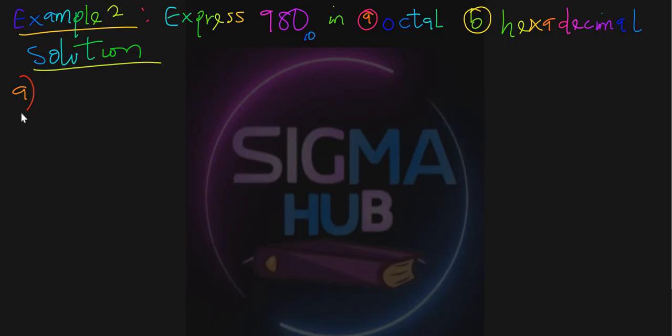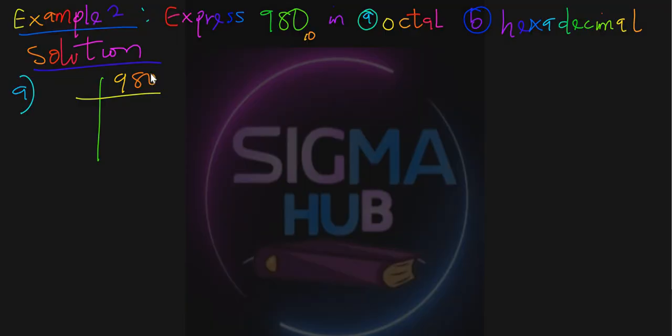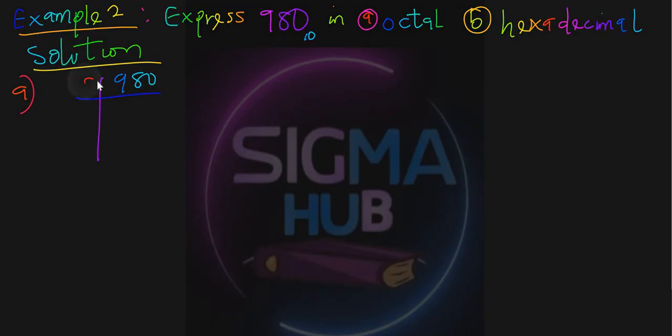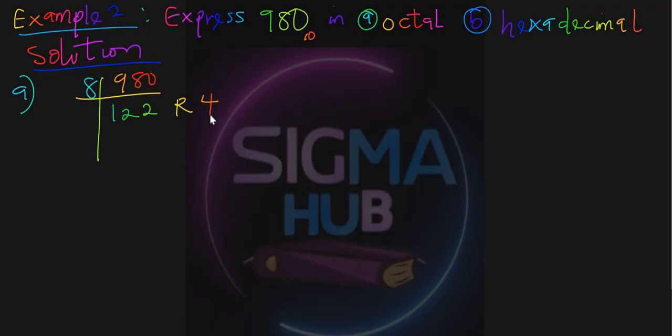A. We have 980. So in this case, since we are expressing in base 8, it means we are going to be dividing all through by 8. Don't forget, you are going to be dividing all through by the base you want to convert into. So we are converting to base 8, so we are dividing all through by 8. So 980 divided by 8 is going to give us 122, and there is going to be a remainder of 4. So we have 122, remainder 4.